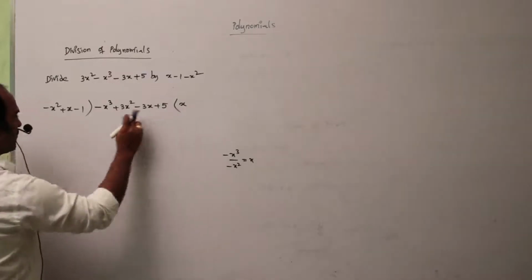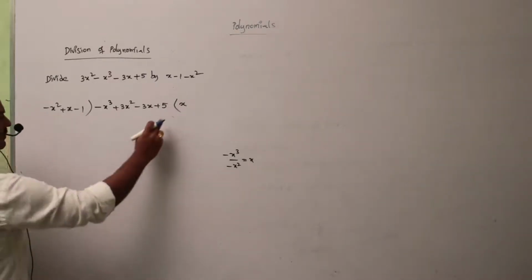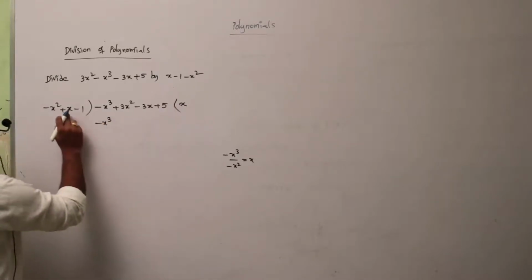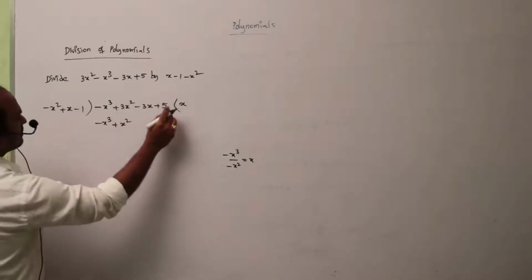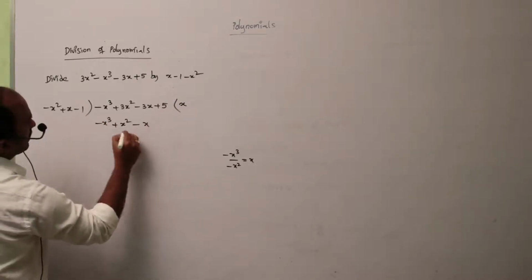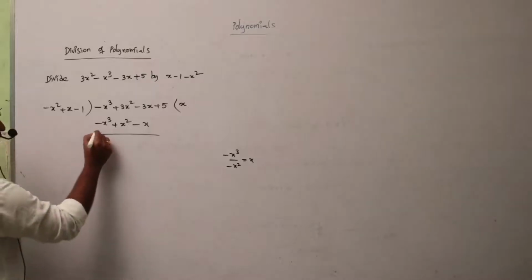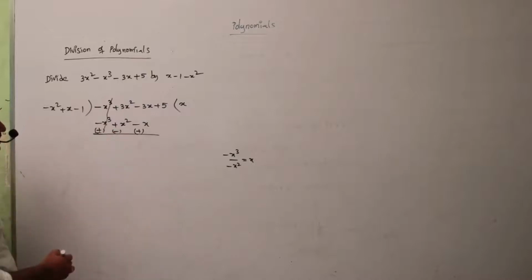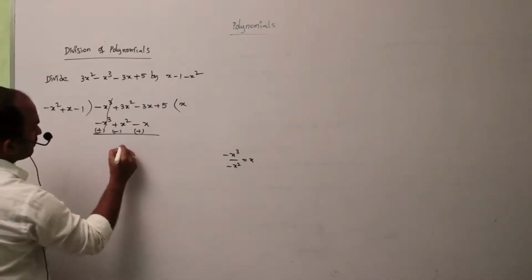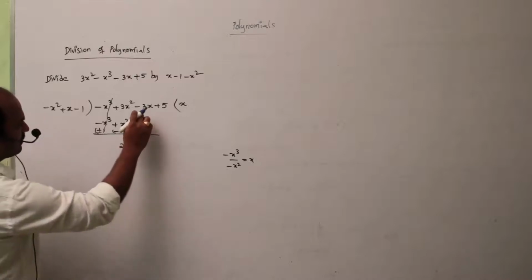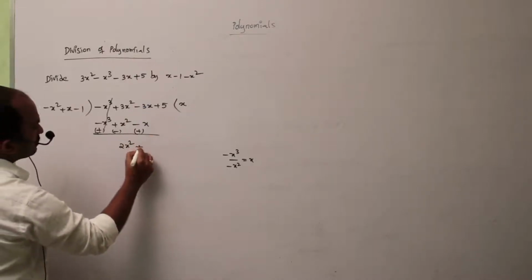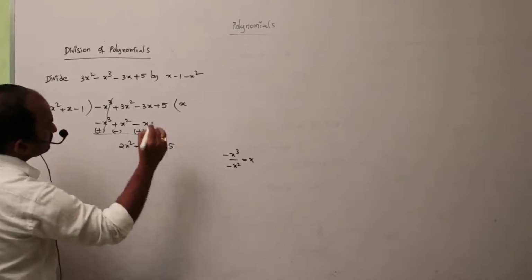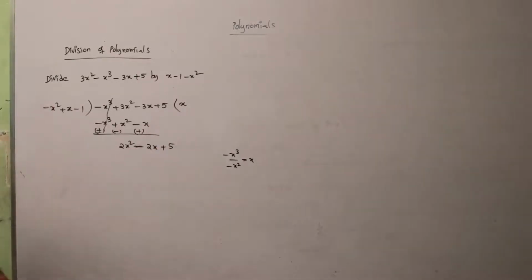So this x multiplies each term in this divisor. x into minus x square gives minus x cube. x into x gives x square. x into minus 1 gives minus x. We know very clearly the signs will be changed. So these two are cancelled. 3x square minus x square gives 2x square. Minus 3x plus x gives minus 2x plus 5.